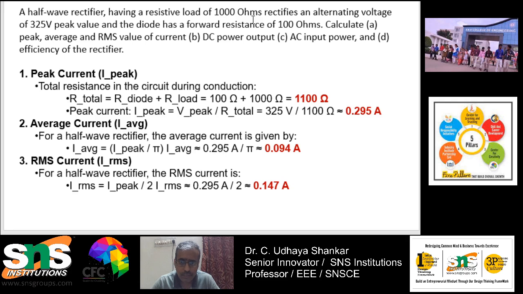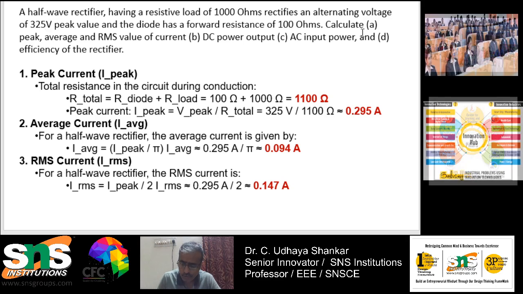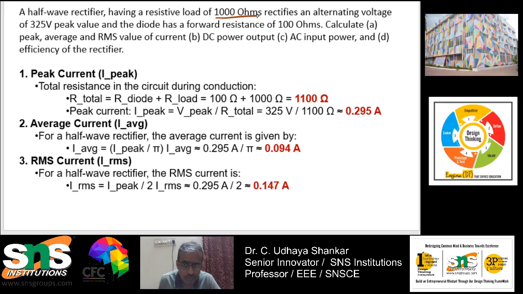So, here you can see that it is 1000 ohms. And here it is rectifying an AC voltage of 325 volt peak, is it right? So, I am using 1000 ohms as the RL. So, this is the RL, which is 1000 ohms.